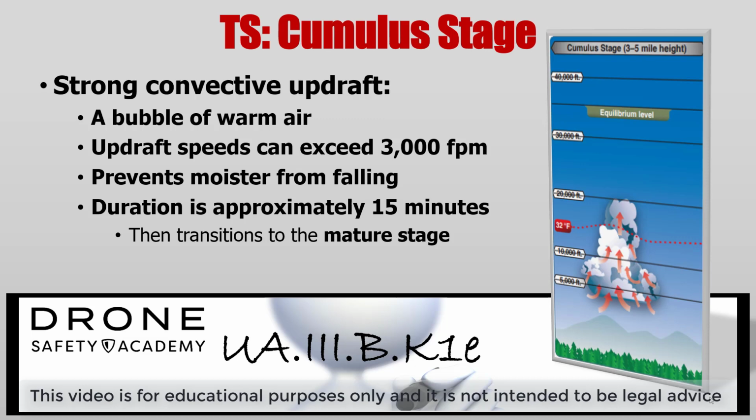The first stage, the cumulus stage, is identified by strong convective currents or updrafts. It starts out as a warm bubble of air, and so naturally it's going to rise. The updrafts can exceed speeds of 3,000 feet per minute, and this speed prevents moisture and precipitation from falling. This stage lasts approximately 15 minutes and then moves on to the mature stage.